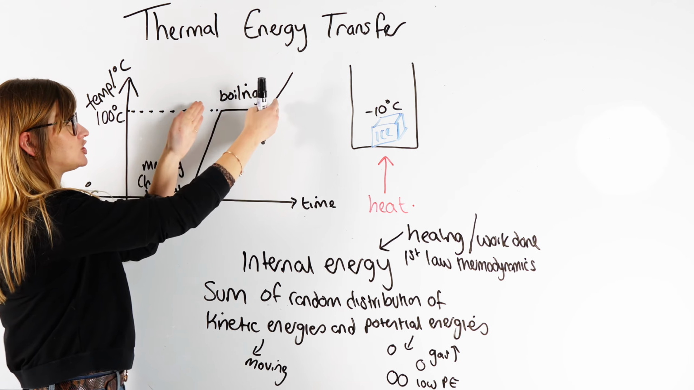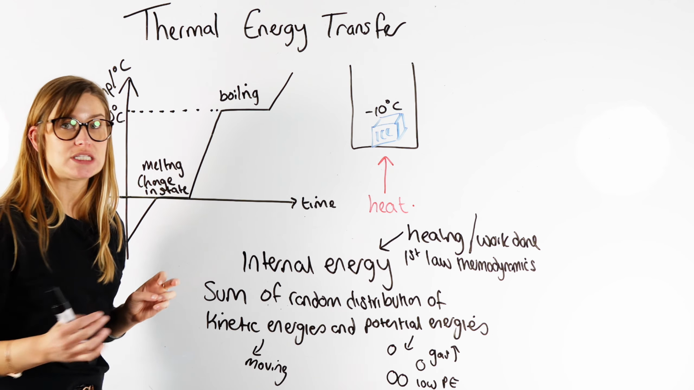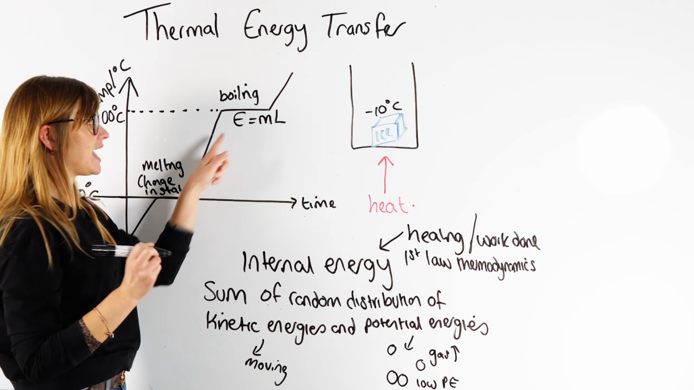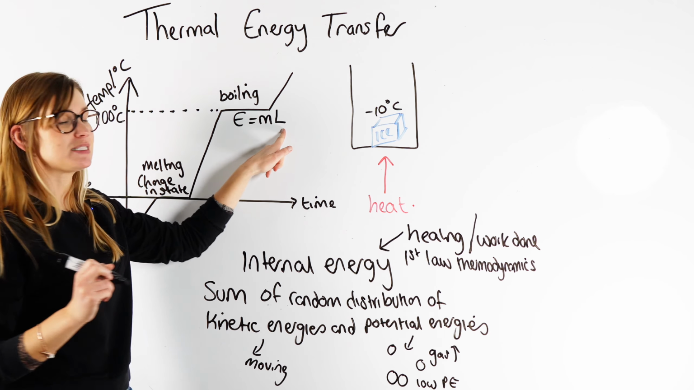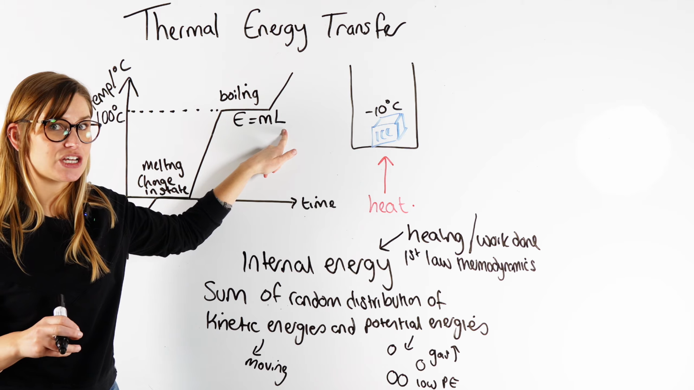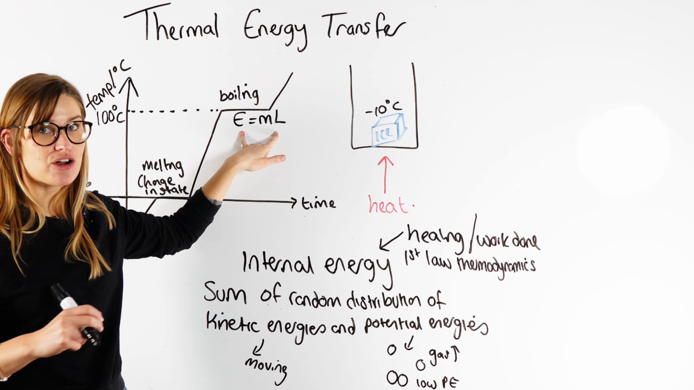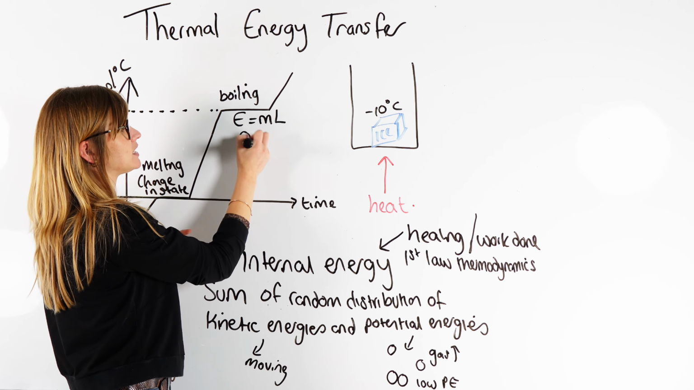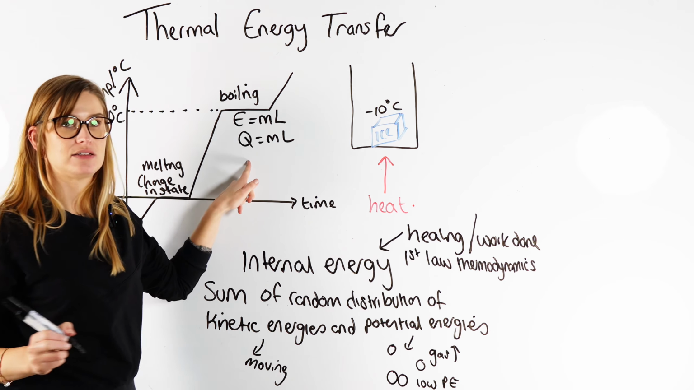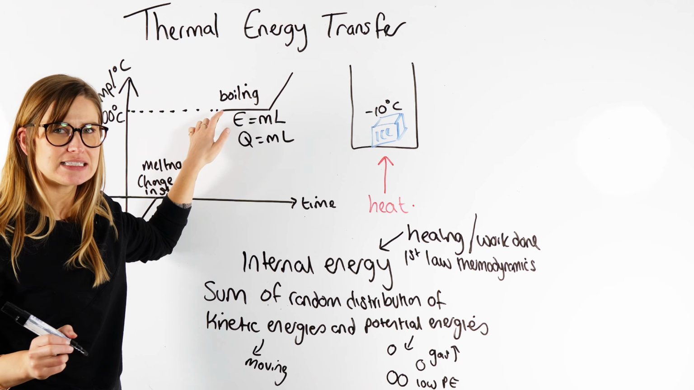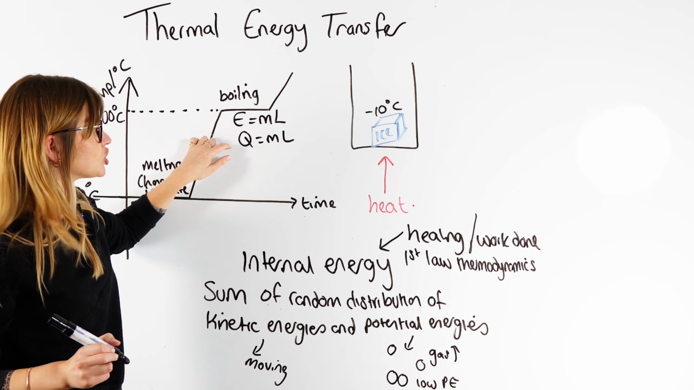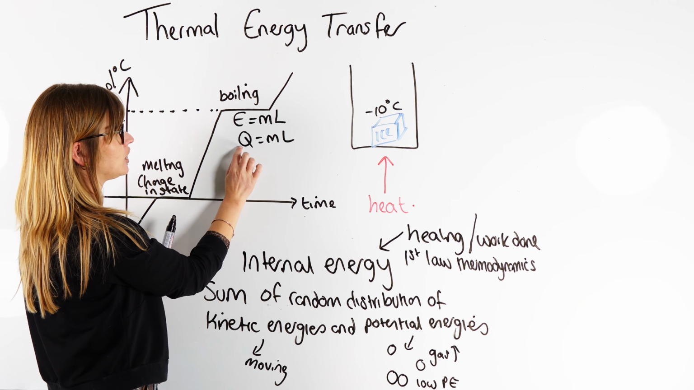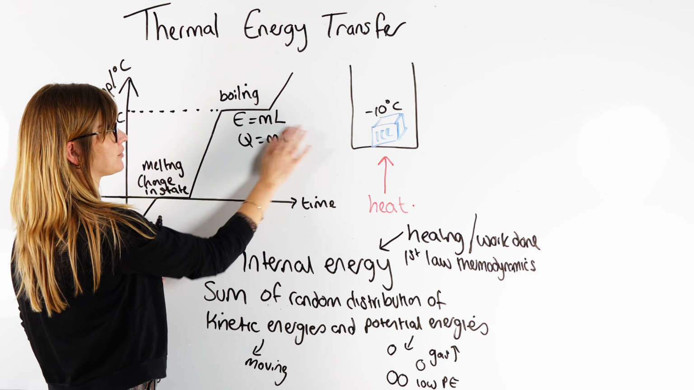Any time we have these changes in state, we know that we need to use the equation E equals m times L. So that energy equals the mass times the specific latent heat. This is how you write it in OCR and in Edexcel. In AQA, for some weird reason, they like to use the letter Q instead of E. But in GCSEs, in AQA, you still use E. So I'm not really sure why at A-level they decided to change it to Q, but just know that if you're doing AQA, the Q is just the same thing as the energy there.